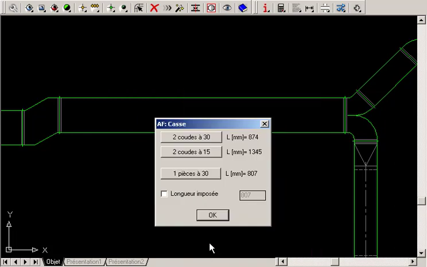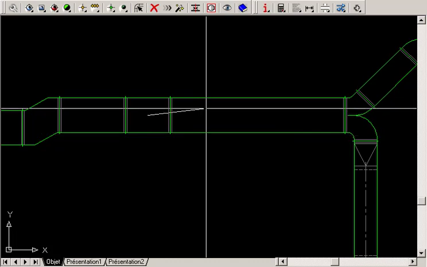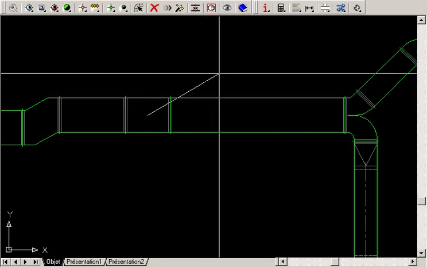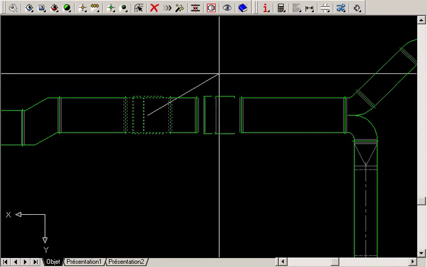Now choose the shape of the break. It can be 2 elbows at 30 degrees, 2 elbows at 15 degrees, or a single piece at 30 degrees. A 30 degrees single piece is equivalent to this offset. Select the 2 elbows at 30 degrees. Indicate that the highest level is on the side by clicking here. Then place the break.